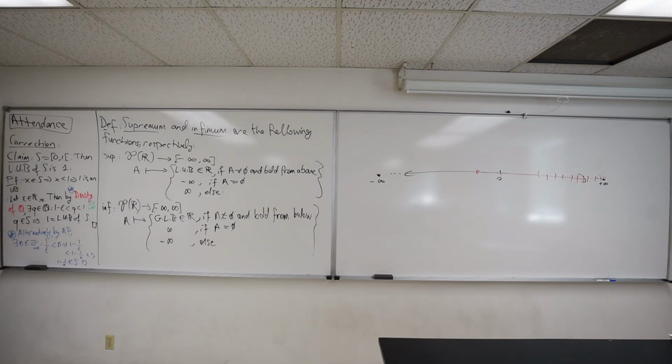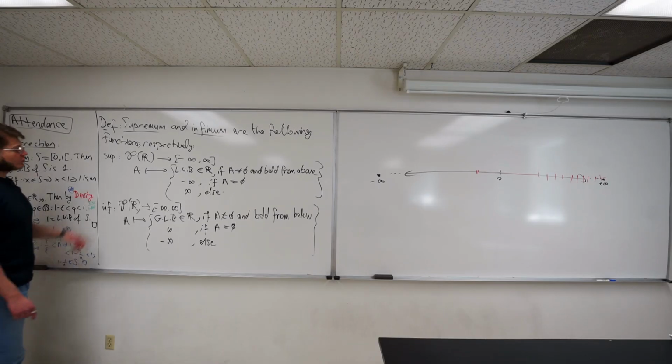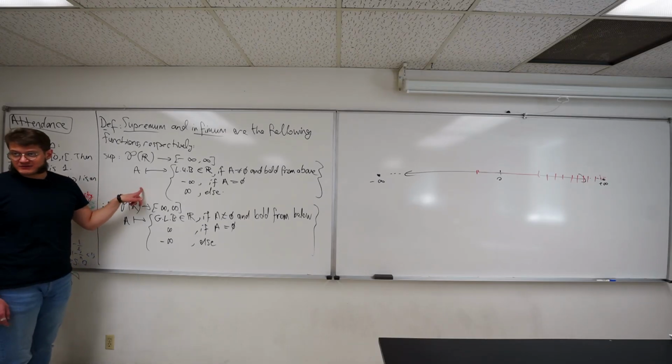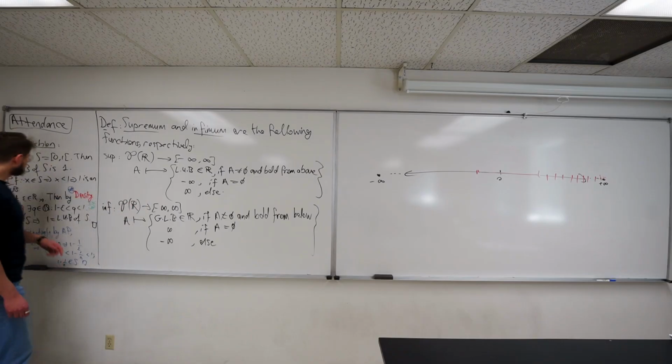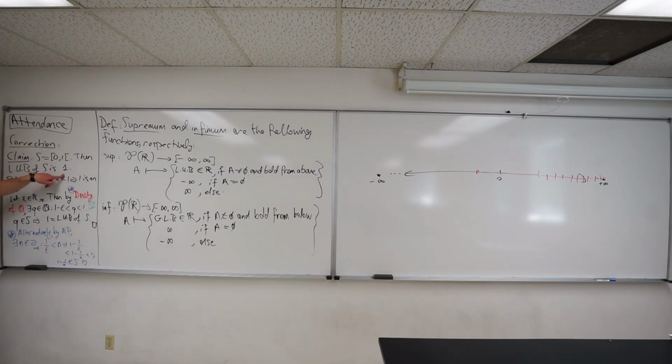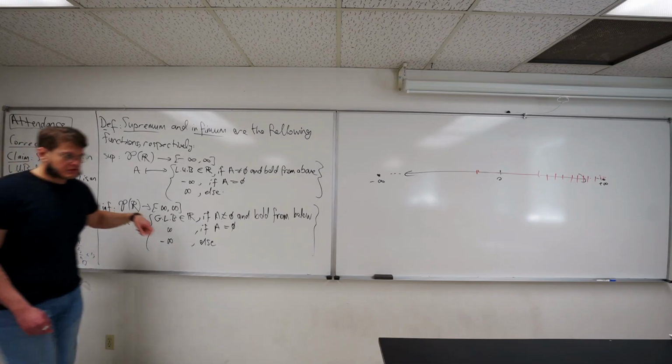Now, let me ask you this. Any questions about this sup? So is it like an operation that you perform on a set, or is it an attribute? It's a function, as we defined. So sup of A is what I'm going to write. So for instance, here I would write sup of S equals 1.